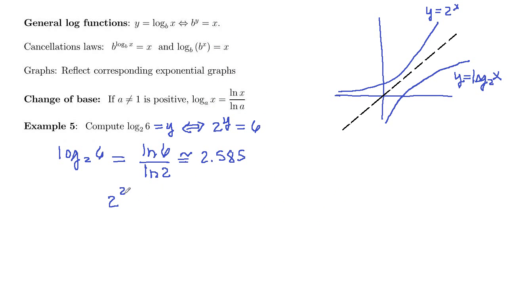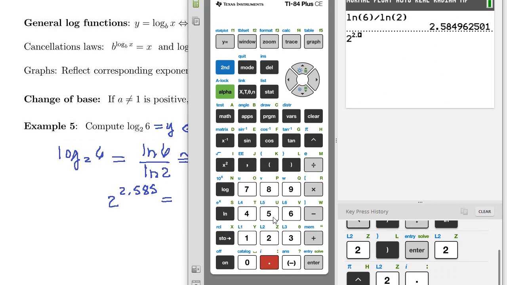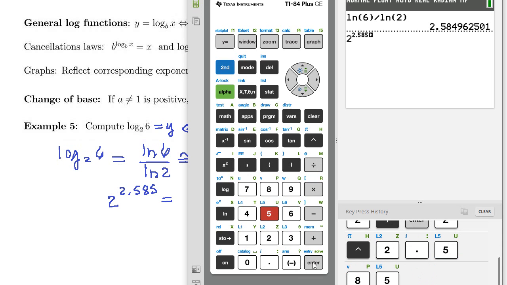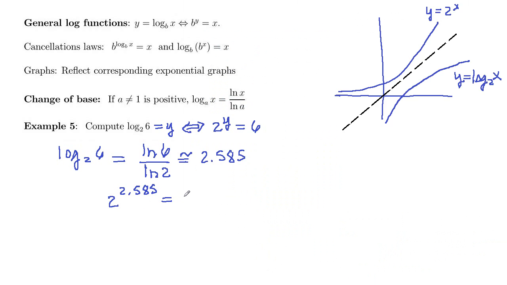So 2 to the 2.585. Let's see what that equals. Double check our work here. So 2 caret 2.585. And you see it's pretty close to 6. And it's just round off in our exponent there.